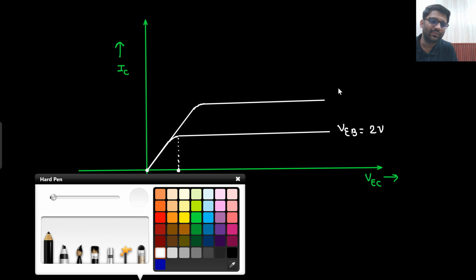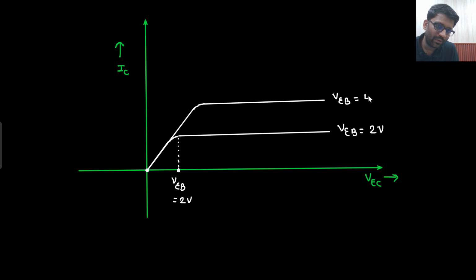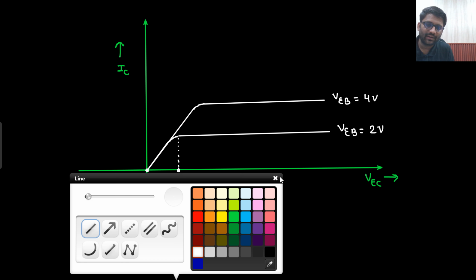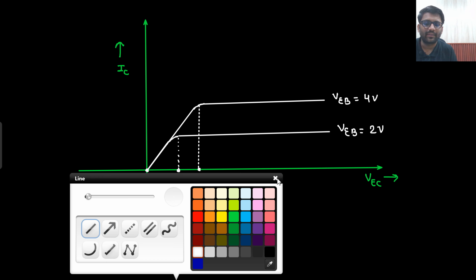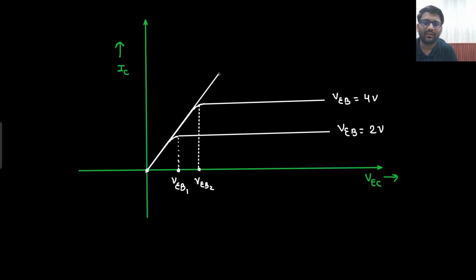So this is for VB equals 4 volt. And how much potential did I need to apply here? This much potential. So let's call it VB1. Let's call it VB2. Similarly, if more current, that means more and more current would keep on flowing. If I keep on increasing the potentials, it would keep on going up. So these are the characteristics we will keep on getting.